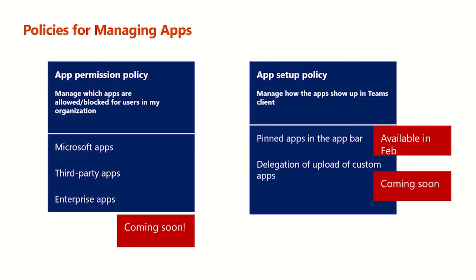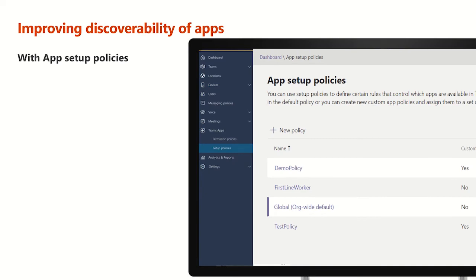The app setup policy enables global admins to create policies that determine the set of apps and their sequence that should be pinned to the app bar on the Teams client. Admins can create such policies for HR or finance and assign them to users within the respective business group. This helps improve discoverability of these apps for users for which such apps are deemed relevant. Let's have a look at the app setup policy.